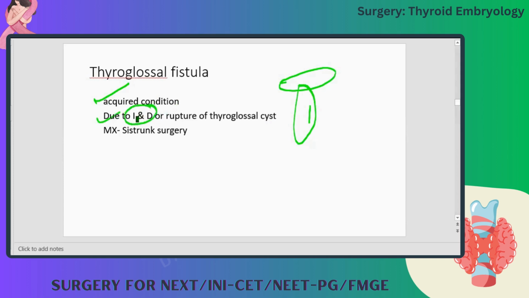If you do an improper I&D, if you are not removing the entire gland along with the hyoid bone, this will form. You should remove the entire thyroglossal cyst along with the hyoid bone. Then only this problem will be cured. If you do a half job, then there will be a fistula. It will be draining outside. Treatment for this also is cyst trunk surgery. You have to excise the entire tract.